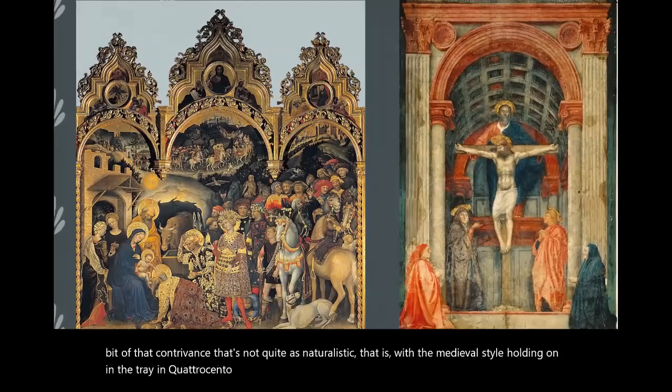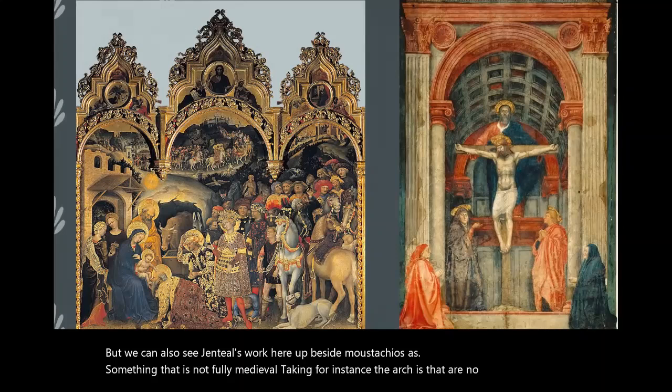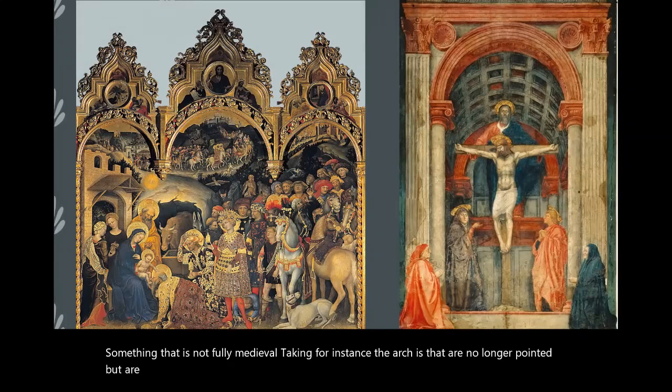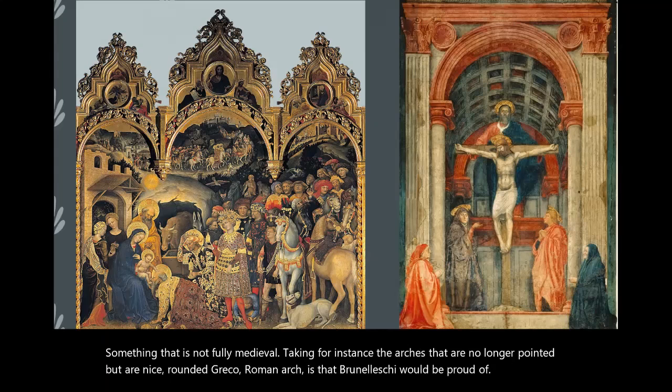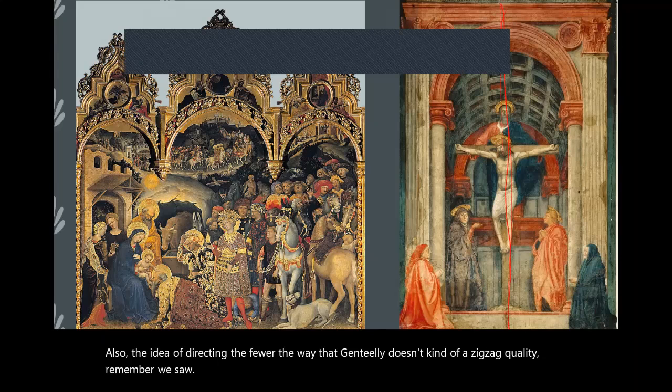But we can also see Gentile's work here up beside Masaccio's as something that is not fully medieval. Take, for instance, the arches that are no longer pointed, but are nice, rounded Greco-Roman arches that Brunelleschi would be proud of. Also, the idea of directing the viewer the way that Gentile does in kind of a zigzag quality. Remember, we saw a very centralized, rational means of doing that.